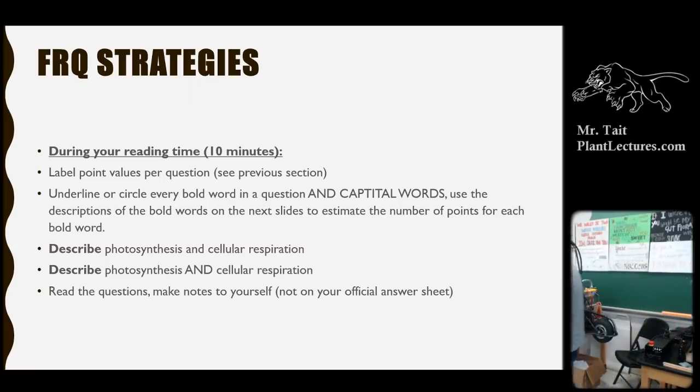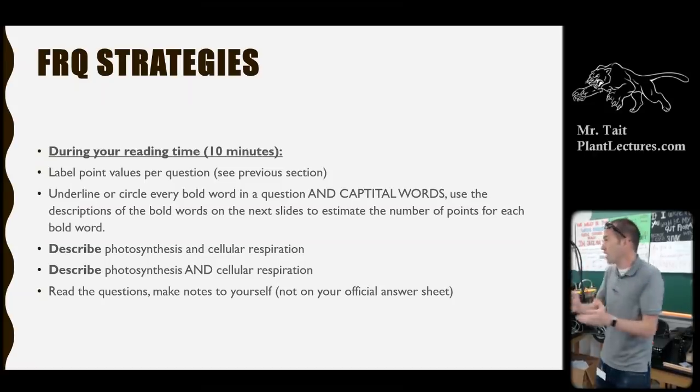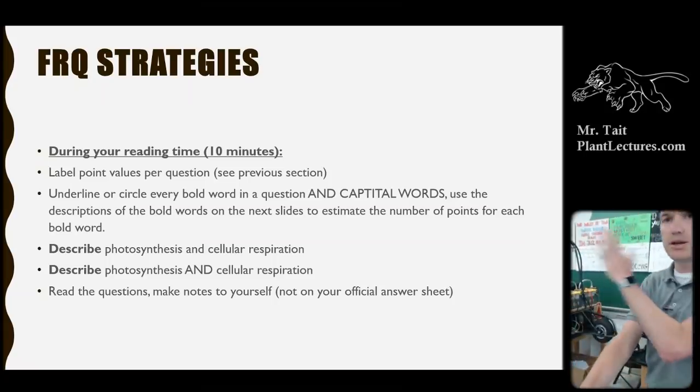You're going to use those to figure out where the points are coming from, right? So for instance, if we said describe photosynthesis and cellular respiration, how many points is that worth? 1, right? So describe is a 1 point question. But this one says describe photosynthesis AND cellular respiration with a capital AND. How many points is that worth? 2, because you're describing photosynthesis and describing cellular respiration. That's why the capital words matter, okay? Read the questions and make notes to yourself if you need to, but the point here is to make sure you know where the questions are, or where the points are going to come from, okay?